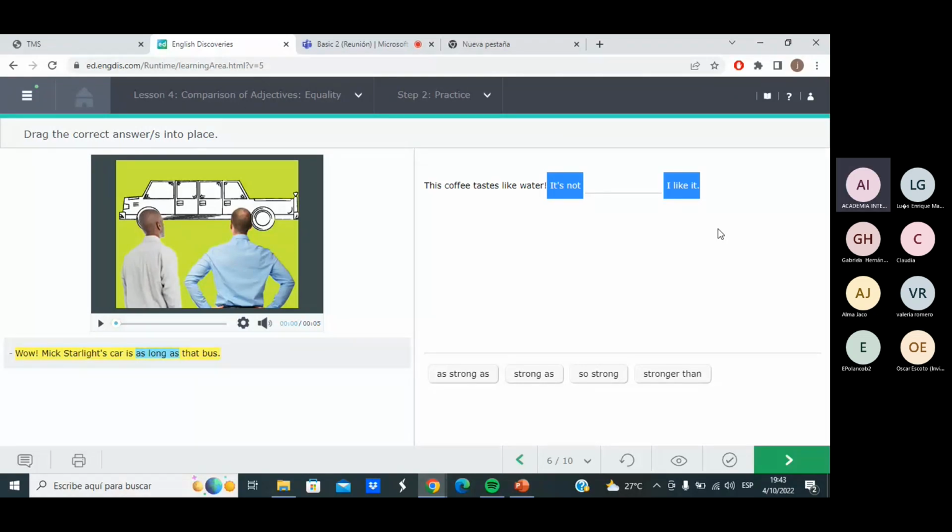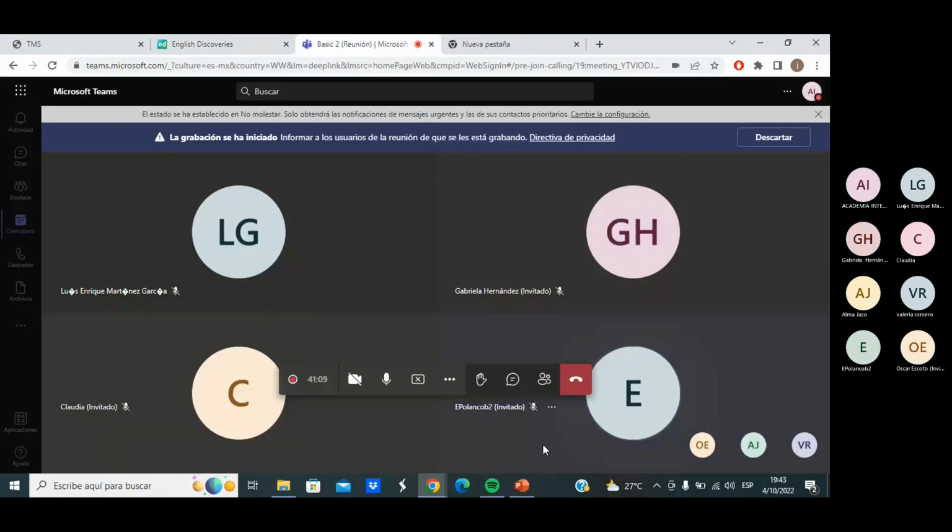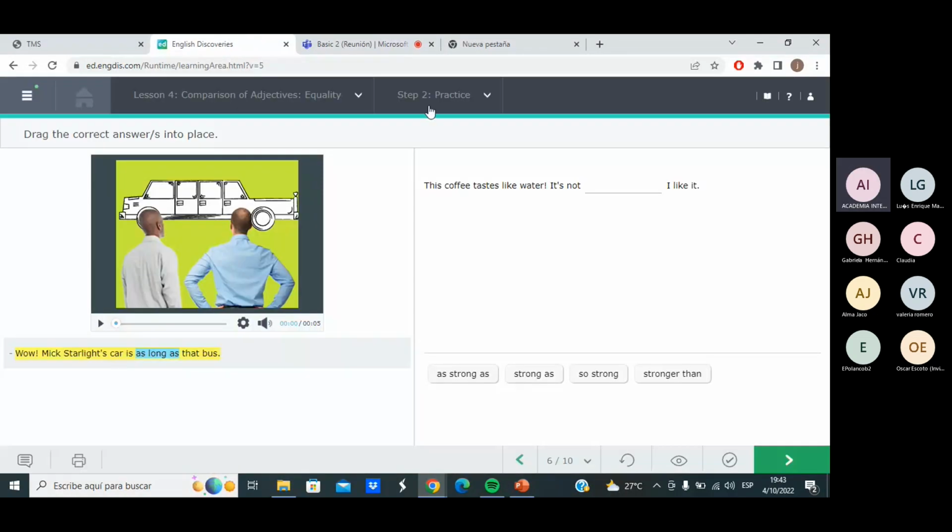It's very easy because we have the answer. We have the answer here, and we already know which structure we have to use. Which one would you choose? What do you think, Enrique, Gabriela? What do you think about this one? The first one.